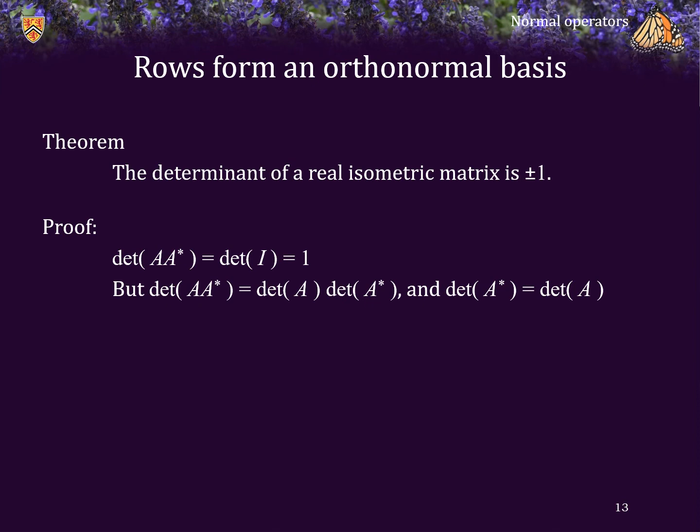Okay, so therefore the determinant of the adjoint of A is equal to the determinant of A, and thus the determinant of A squared is equal to 1, thus the determinant of A can be either plus or minus 1.